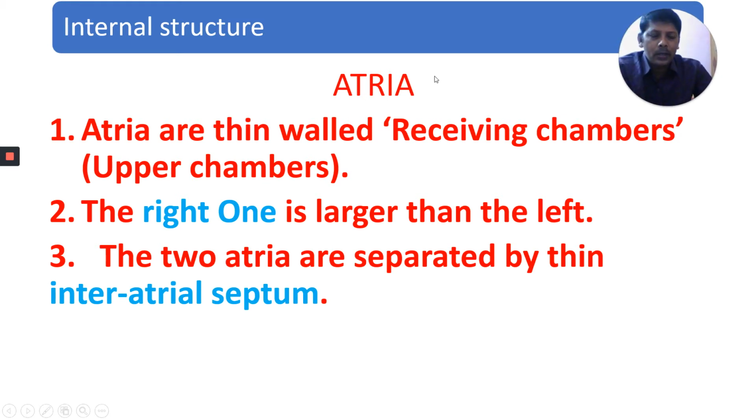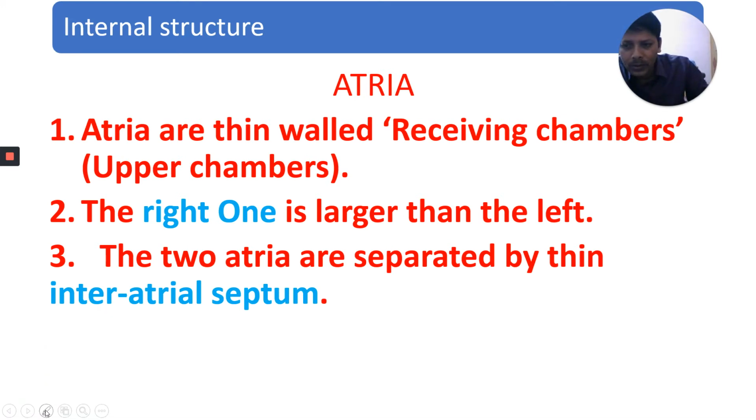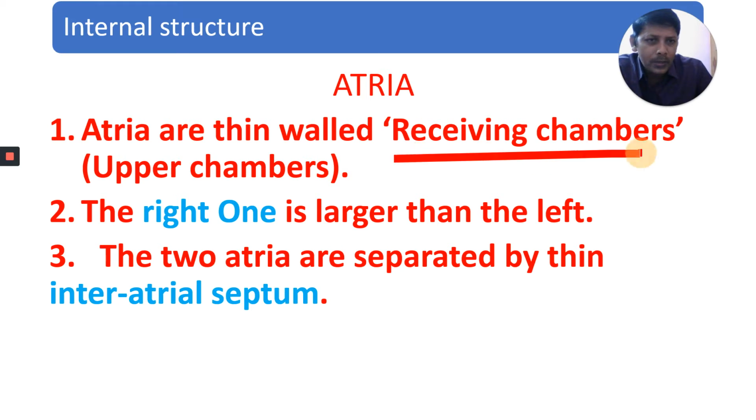The upper chambers are called atria. The walls of the atria are thin compared to the ventricles. Atria are thin-walled blood-receiving chambers. They receive blood from the body parts. The right atrium receives blood from all the body parts, whereas the left receives blood from the lungs. That's why these are called receiving chambers.